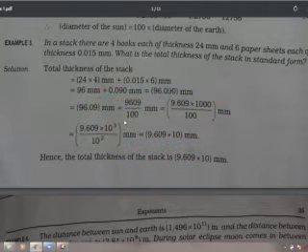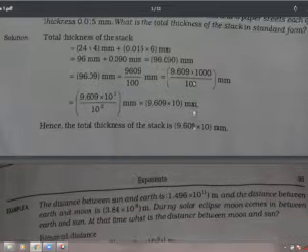Here also it has been subtracted. In fact, here only we can cut it.